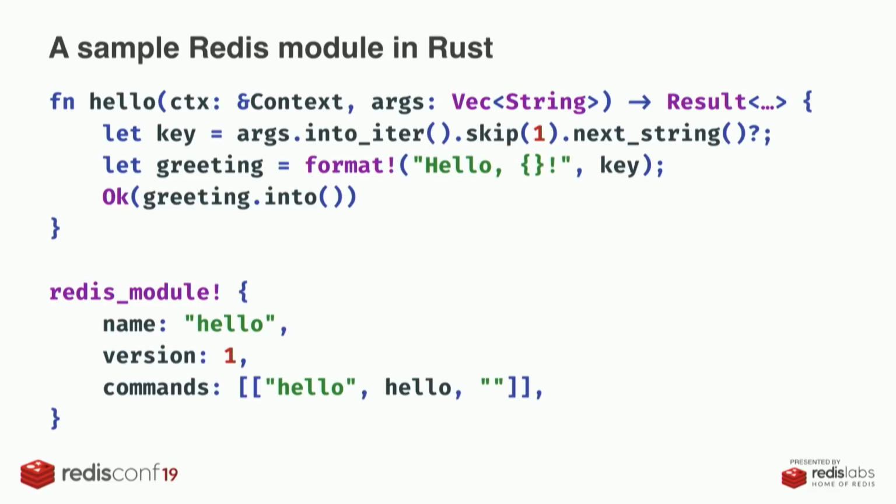So at the bottom, we call the Redis module macro. This is new syntax. There's no such syntax in Rust. This looks a bit like a struct, but it's different. And we pass it the name of the module and the list of commands that we want to create inside it. And this does all of the magic for us.